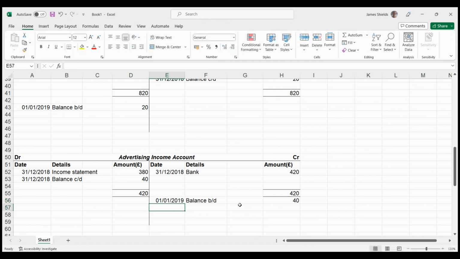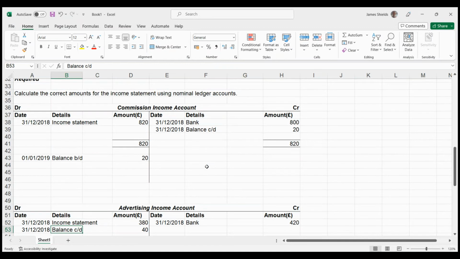As I said several times now, if you have a balance carried down, you must always put your balance brought down because very, very often there's a mark for that. If you don't have the brought down figure, but you have the balance carried down, you lose your free mark. Now remember, you must do the layout exactly as we've got here. So your balance brought down is underneath the totals, and your balance carried down is above the totals. So that's your advertising income account.